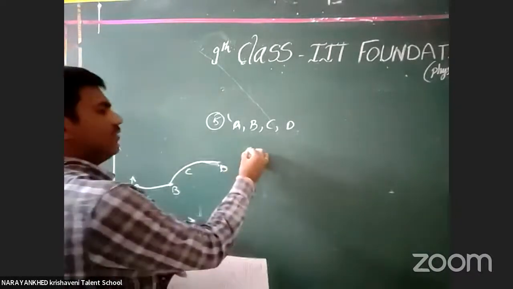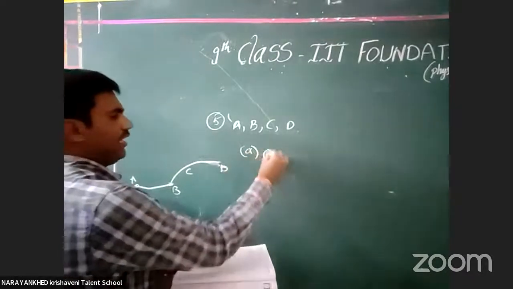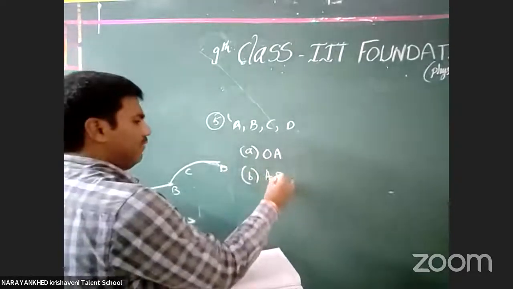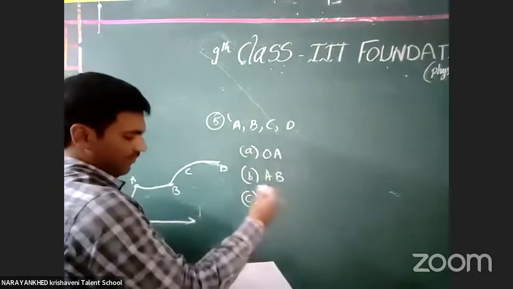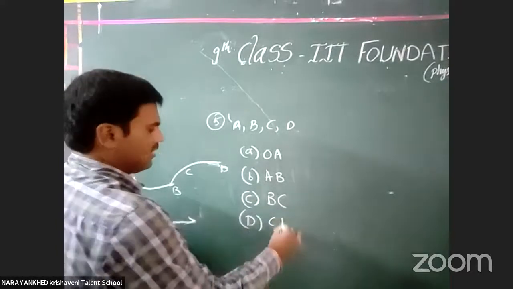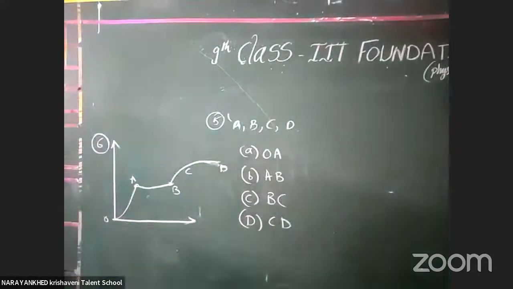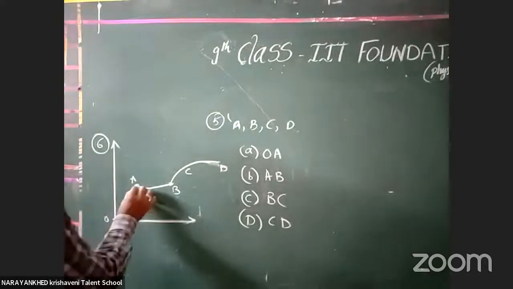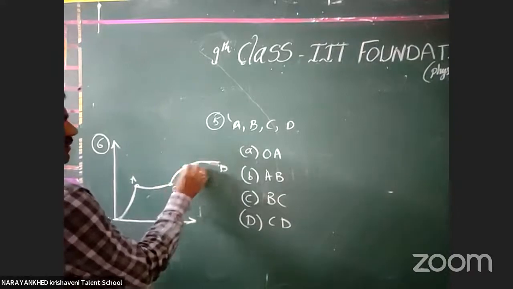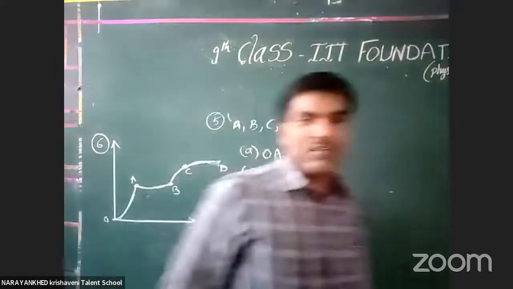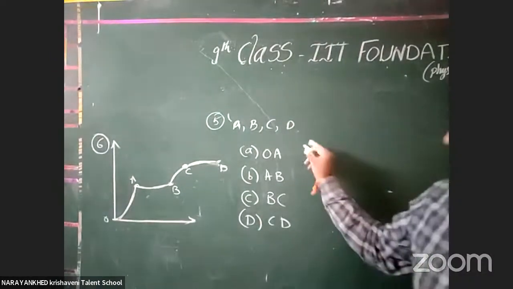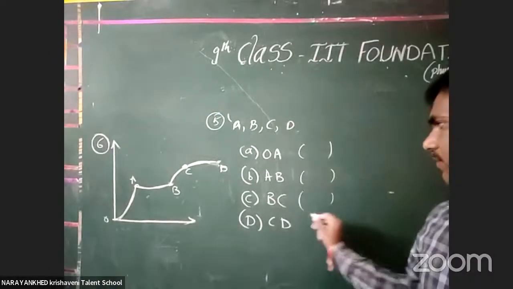Column A is given as OA, and B is given as AB, and C is given as BC, and D is given as CD. Clear or not, all the students? It means O to A is one path they have given, A to B another path, B to C another path, C to D another path. Once check it, what answers have they given in column 2? You have to write answers here like that.